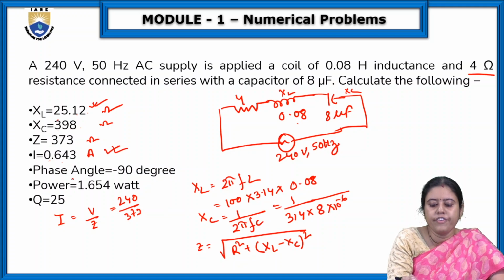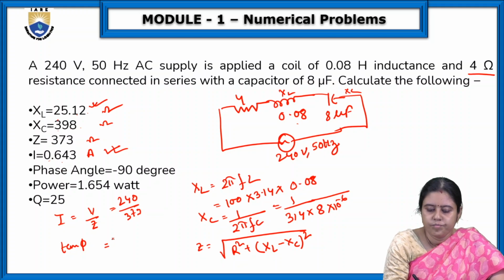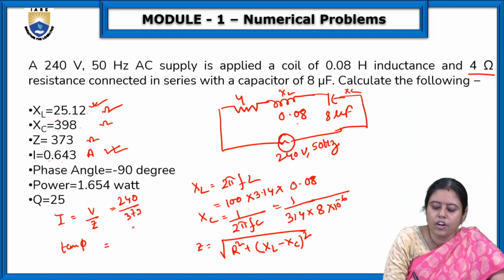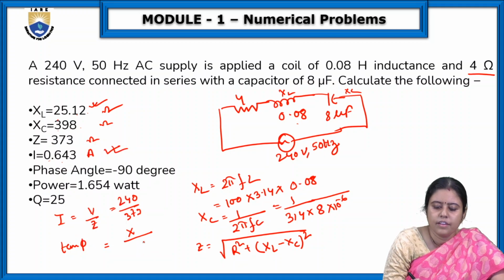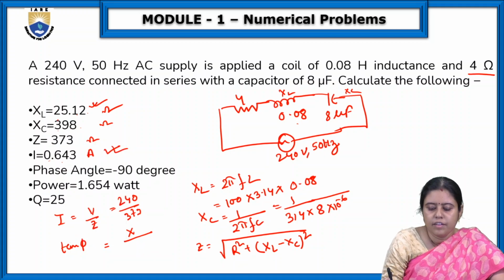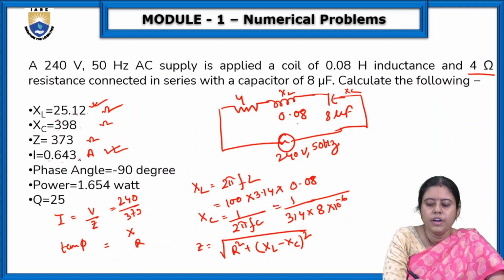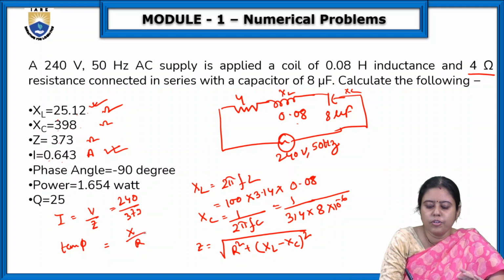And now the phase angle. What is the value of the phase angle? The phase angle tan phi is equal to X by R. So what is the value of X? 398 by 25.2. And what is the value of R? R value is given 4. So it is not 90 degree, it is near about 90 degree.